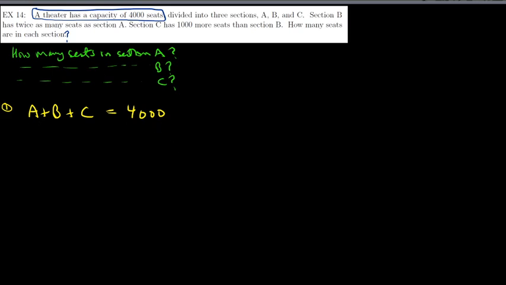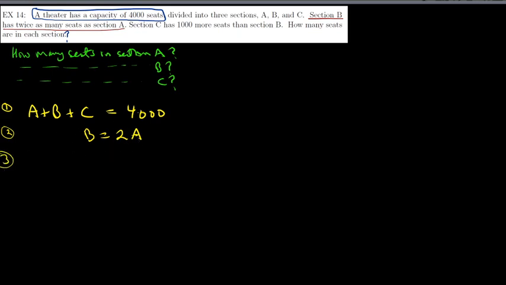Okay, so what else do we know? We know that section B has twice as many seats as section A. So if A has 200 seats, then B has 400 seats, twice as many. So B is 2 times A. Make sense? If A has 100 seats, B has 200 seats, and so on.